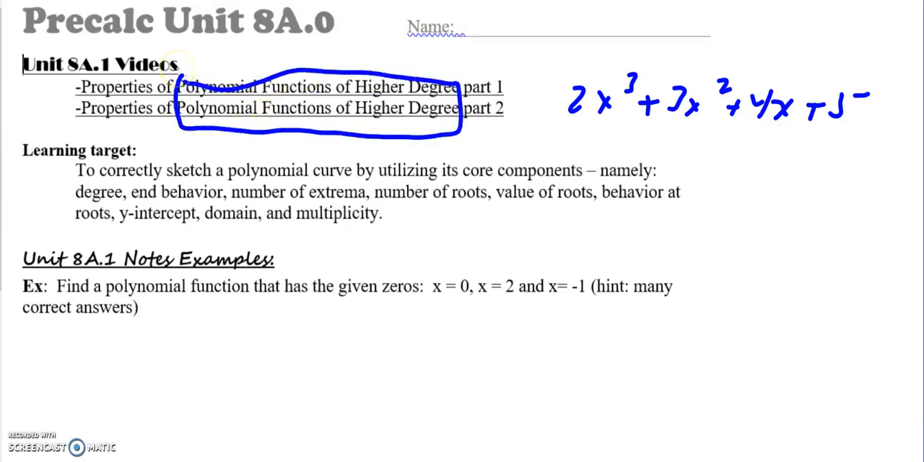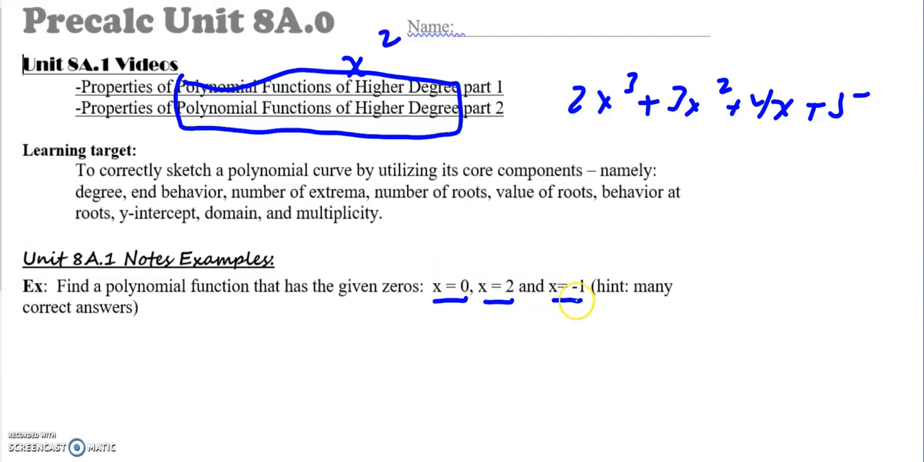Now, in Unit 7, we focused completely on anything that was x squared, or a quadratic. And now we're expanding our horizons to anything that's beyond a quadratic: a cubic, a quartic, something to the 5th power, anything higher than that. And so I think a perfect transition to that is by looking at the first example. Find a polynomial function that has the given zeros, x = 0, x = 2, and x = -1.